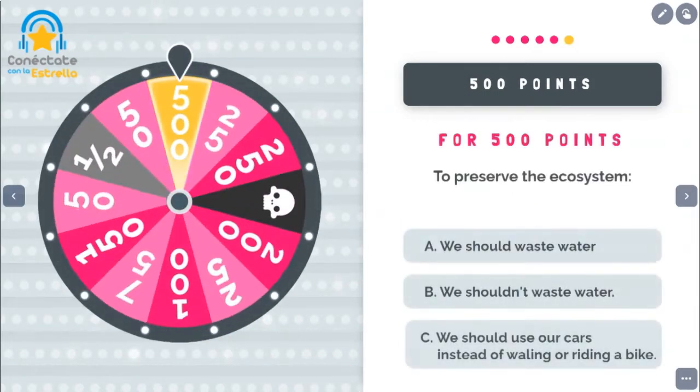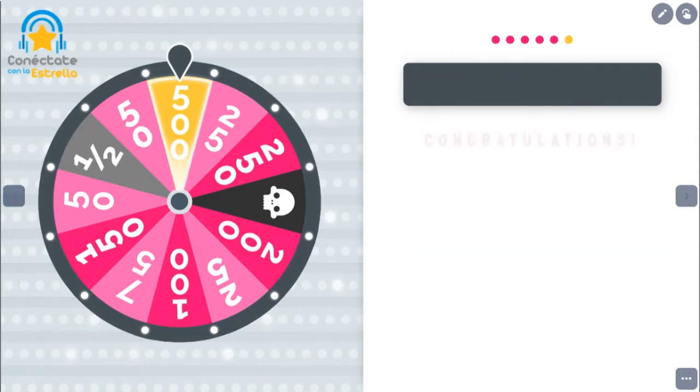Now, 500 points more. To preserve the ecosystem, what do we need to do? A, we should waste water. B, we shouldn't waste water. C, we should use our cars instead of walking or riding a bike. What is the correct answer? B, we shouldn't waste water.